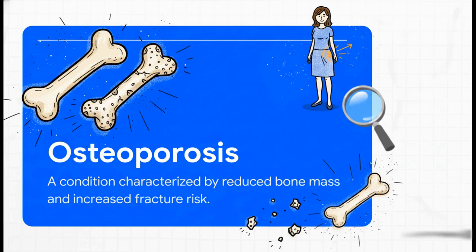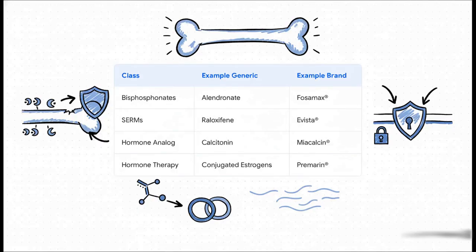It's a condition where bones become less dense and more porous, almost like a honeycomb inside. This makes them so incredibly fragile that they can break from just a minor fall, or in really severe cases, even from a strong sneeze. It's a massive health concern, especially for postmenopausal women. So, what are our strategies to fight back?